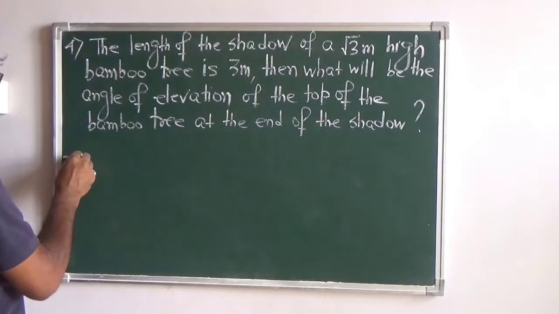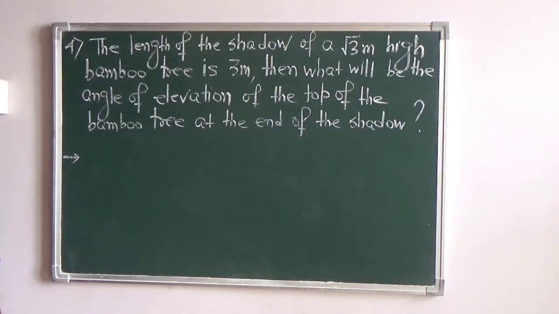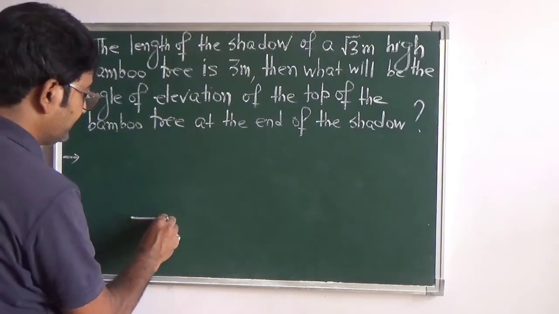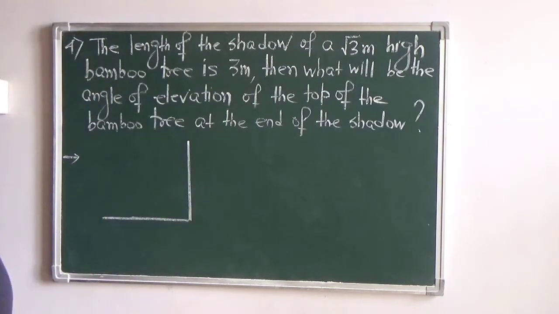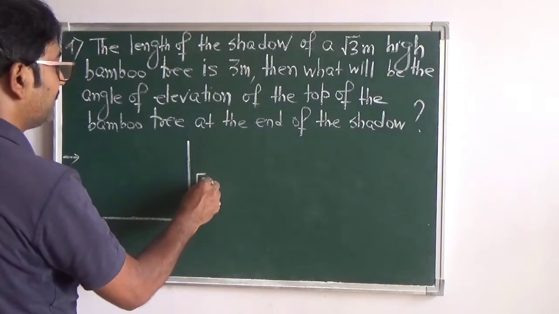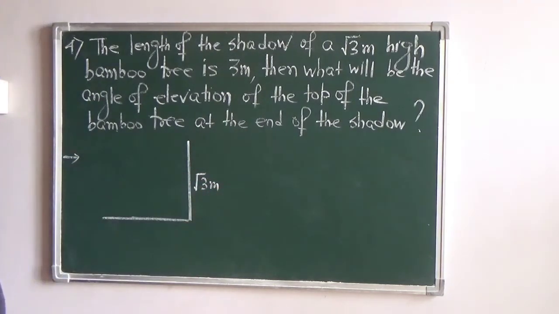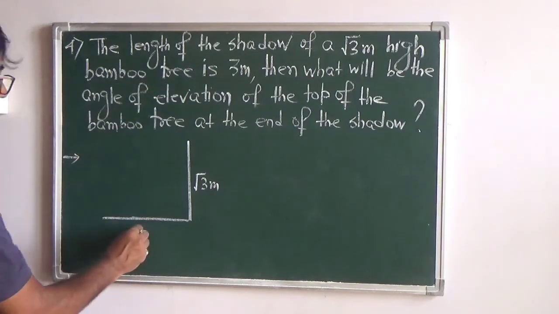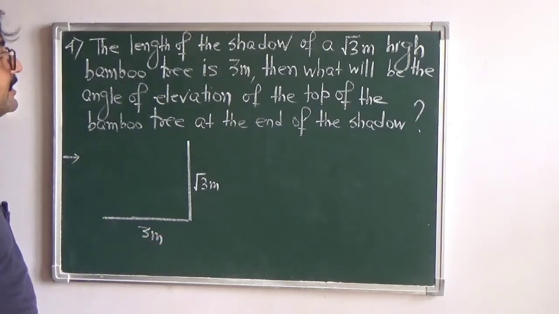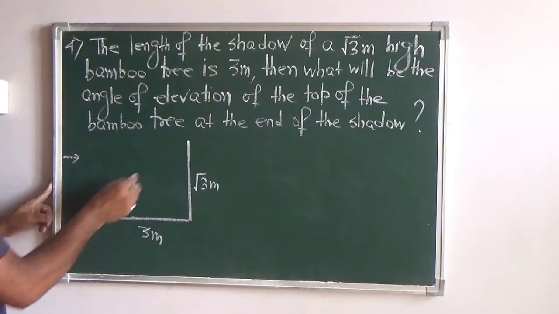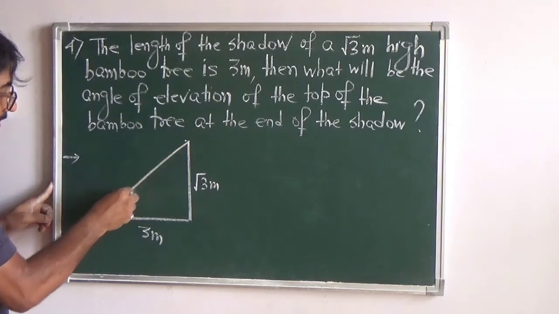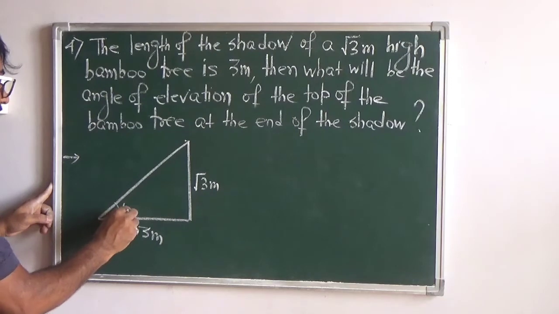Obviously, since this is a tree and has to land on the ground, this is your ground, this is the tree. The length of the shadow of a root 3 meter high bamboo tree, so the height is root 3 meters, and the length of the shadow is given as 3 meters. Then what will be the angle of elevation of the top of the bamboo tree at the end of the shadow? If you are looking from this position to the top of this tree, then you need to find this angle. So let this angle be theta.